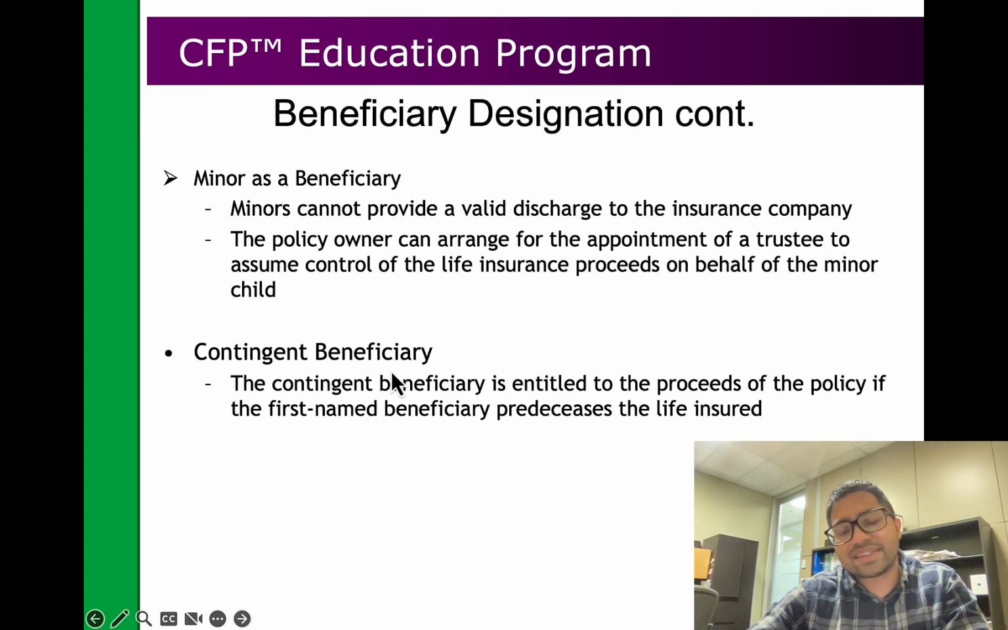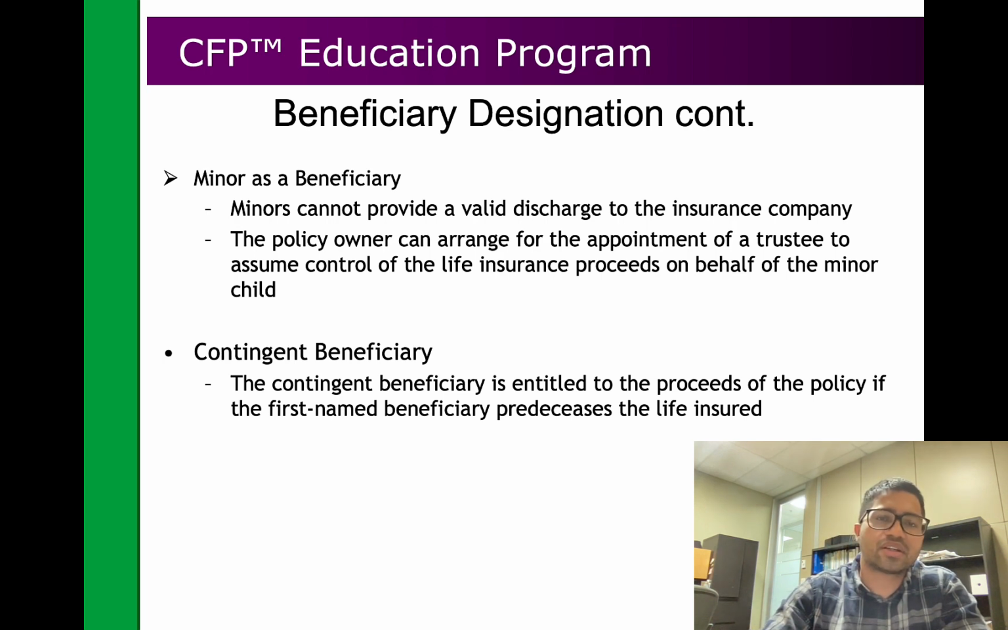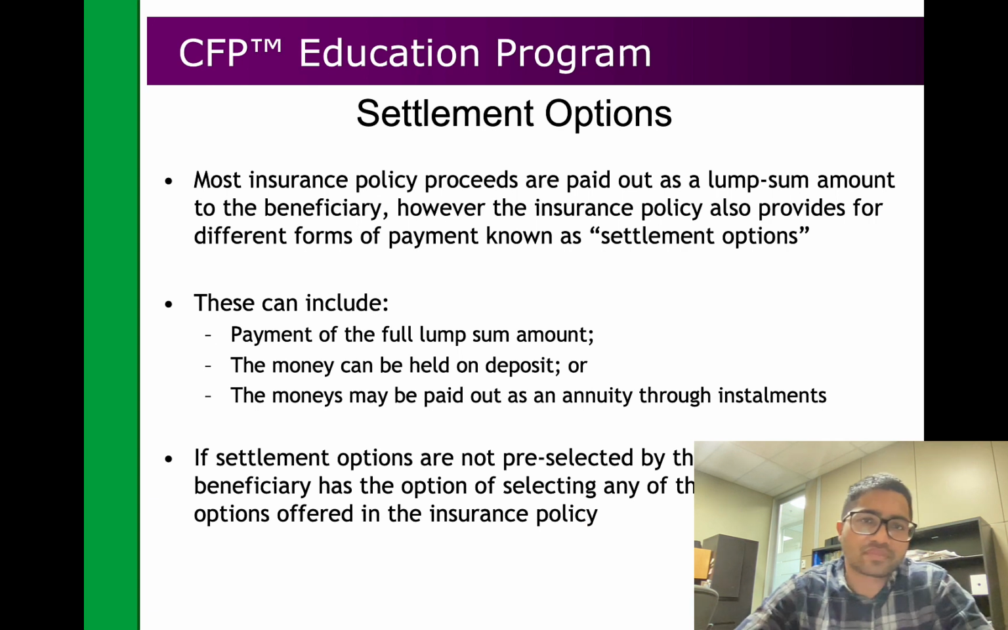There is also a contingent beneficiary. A contingent beneficiary is entitled to the proceeds of the policy if the first beneficiary predeceased the life insured. Like if something happens to the first beneficiary and the first beneficiary is not there anymore, then the funds will move to the contingent beneficiary.